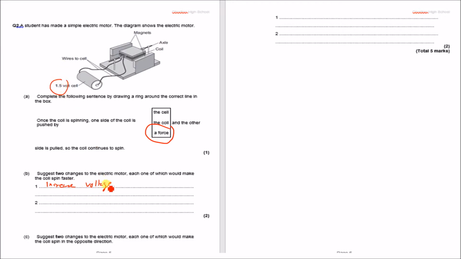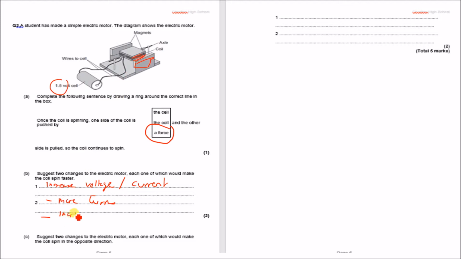Instead of being 1.5 volts, we could make that greater, or increase the current. So to do that, we would have to increase the voltage. We could have more turns. If there were more turns in this coil, that would increase the strength.